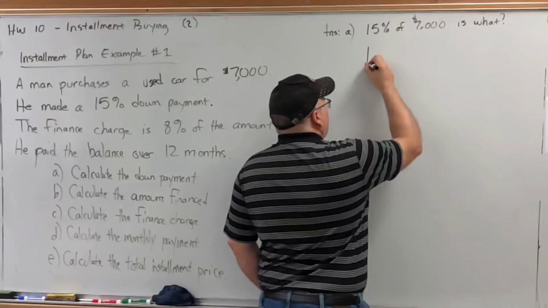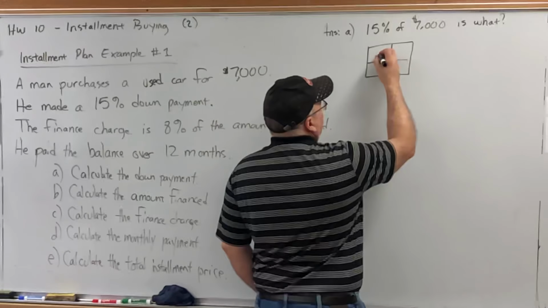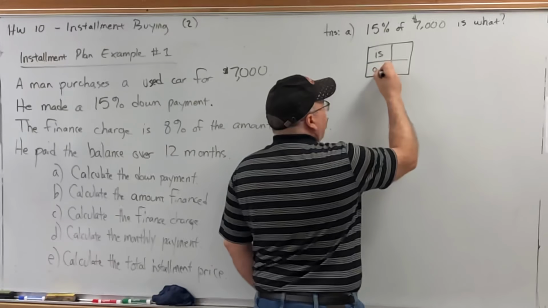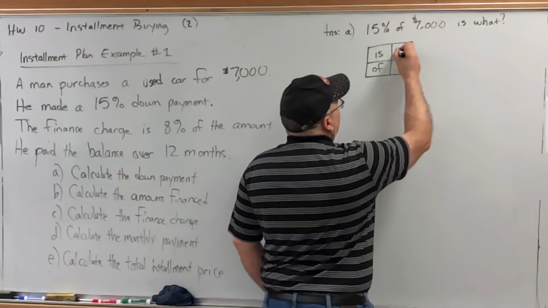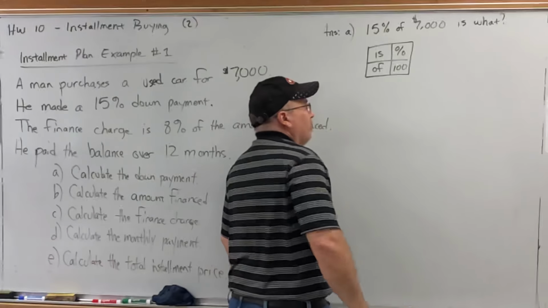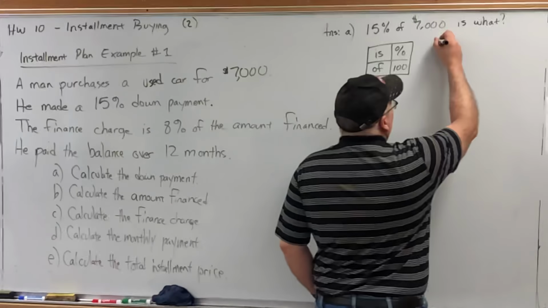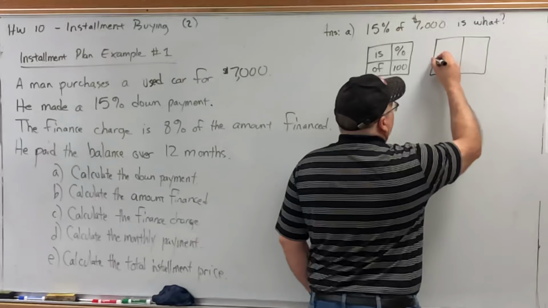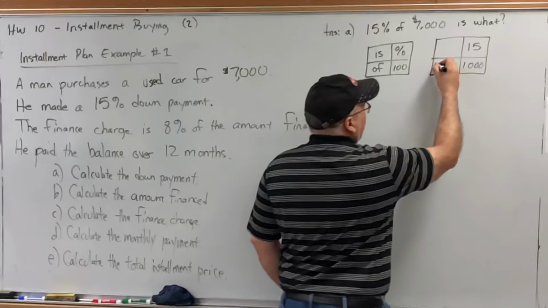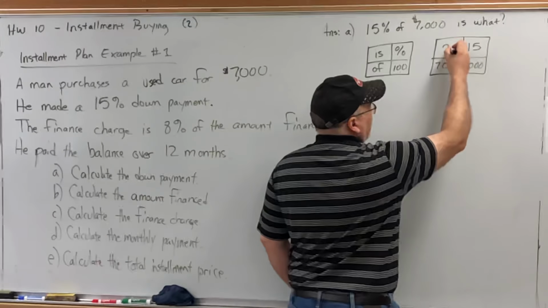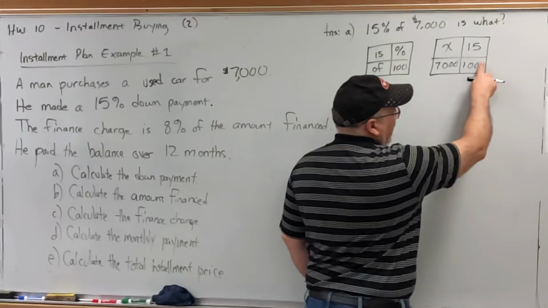But to be consistent, let's do it with the box that we saw before, where we would put the is number over the of number, and we would put the percent over 100. And it doesn't really matter which column is which, because we're going to cross multiply either way. So our percent is 15 over 100. Our of number is 7,000. We don't know the is number, so I'm going to put an X there. Excuse me, this should be 100, not 1,000.